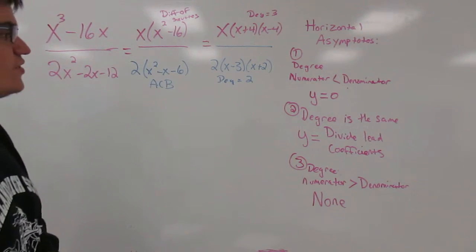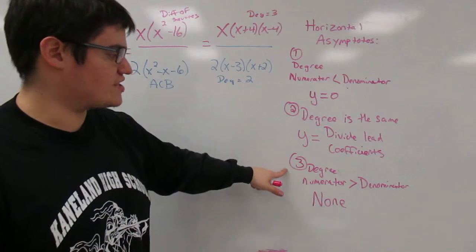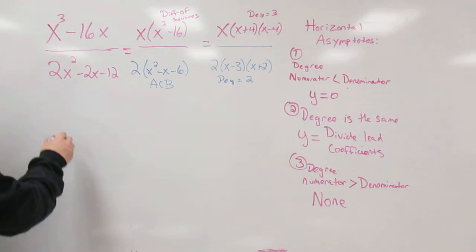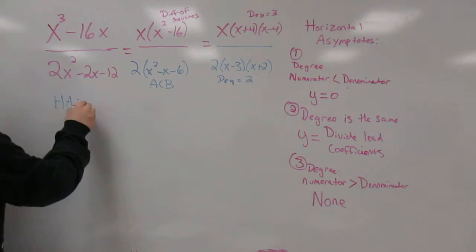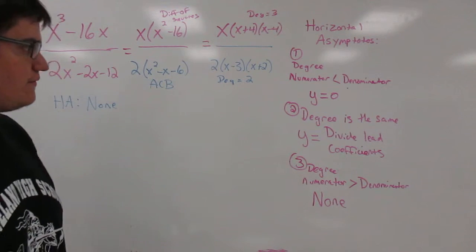Highest exponent was 2. The degree in the numerator is greater than the degree in the denominator. This gives us case 3. So our horizontal asymptote, there are none. This is actually called the slant asymptote that you'll learn later on, or an oblique.